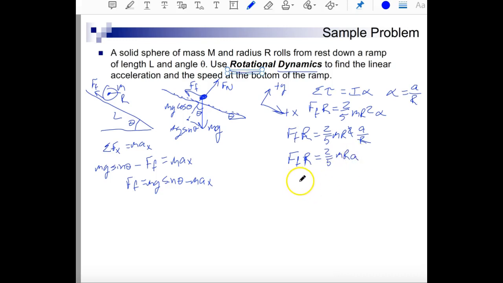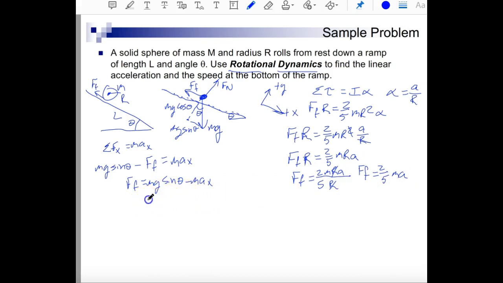Now we're not going to rearrange it for a, we're going to rearrange it for Ff so we can set the two equations equal to each other. So let's just get rid of the a here. We know that Ff is equal to 2 times m times r times a over 5, and then that is times r. Our r's will cancel out, and our force of friction then will be equal to 2/5 times m times a. Okay, so we have force of friction here, we have force of friction from torque, and we're going to set those two things equal to each other.